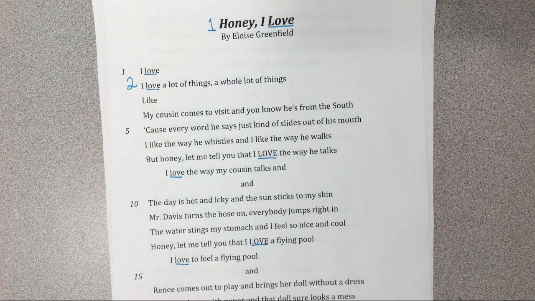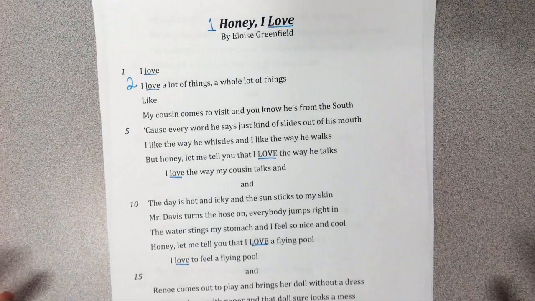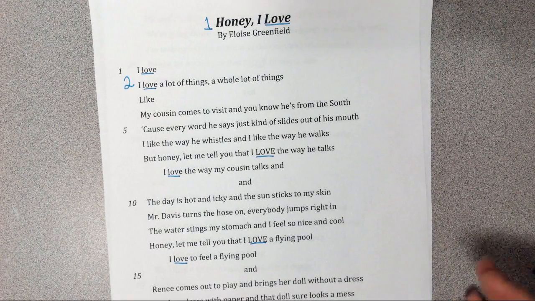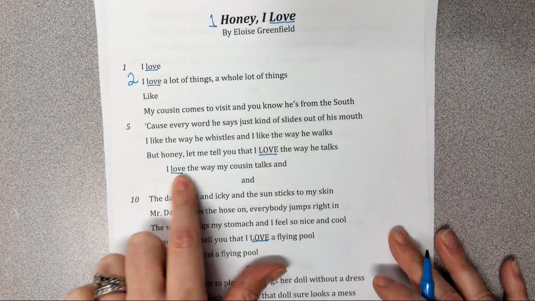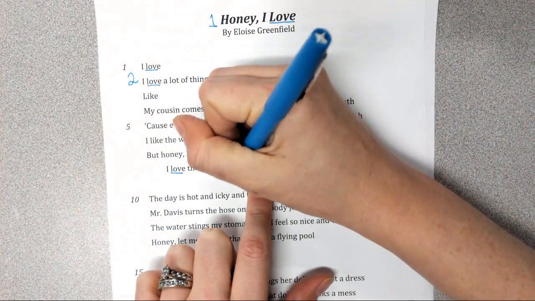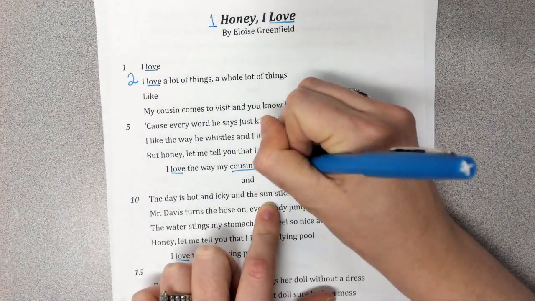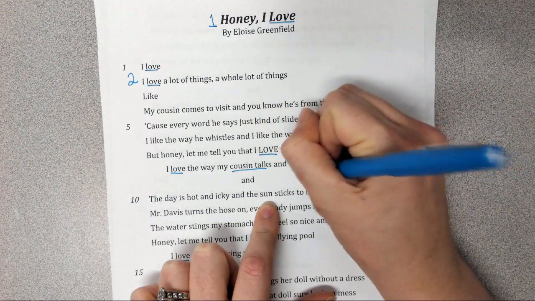Step 3 is, what pictures help create a memory in my mind, like an image in my head? Well, I go back and look at where I started with the words love. Like, I love the way he talks. I love the way my cousin talks. Okay, so I'm imagining a cousin talking there. I'm going to put a step 3 there. We're looking for pictures.